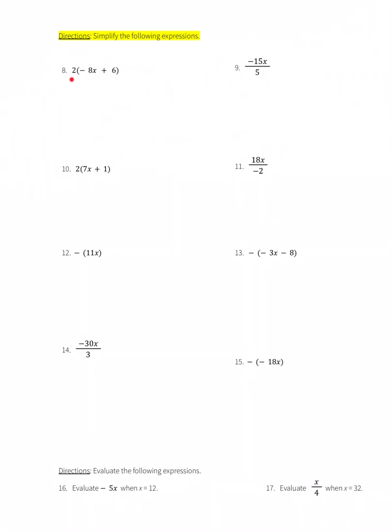If we look here, we have this expression 2 times the quantity negative 8x plus 6. We cannot combine these terms because they are not alike. So now what we're going to do is take this 2 and multiply it by both terms. We are going to distribute that 2. So we have 2 times negative 8x, which is negative 16x. And then we have 2 times 6, which is positive 12. So my simplified expression is negative 16x plus 12.